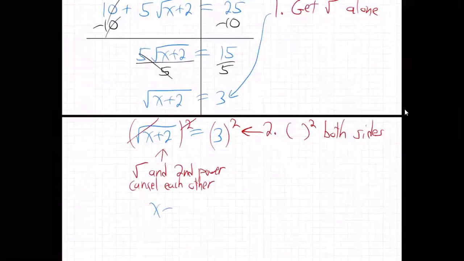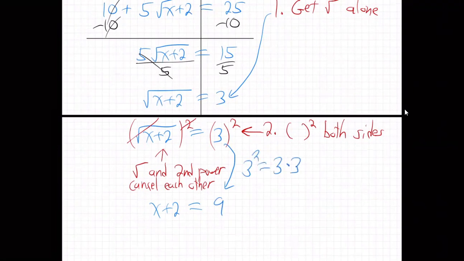So what does this give us? X plus 2 equals, and on the other side, 3 squared is 9. Right? Because that just means 3 times 3.